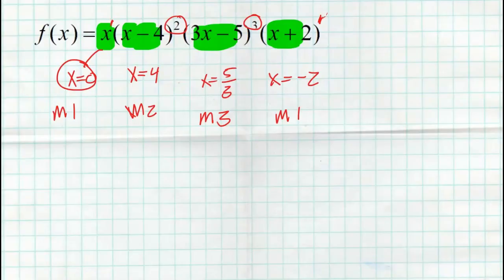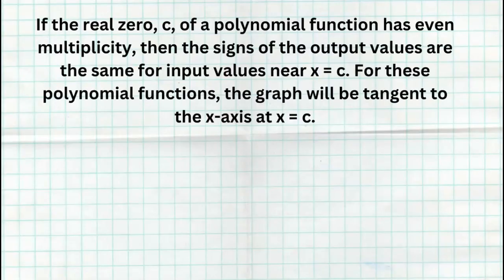Now, understanding multiplicity is going to be important for what we're going to talk about next. If the real 0 c of a polynomial function has even multiplicity, then the signs of the output values are the same for input values near x equals c. For these polynomial functions, the graph will be tangent to the x-axis at x equals c. Now most kids read this and they're like, what the heck does that say?